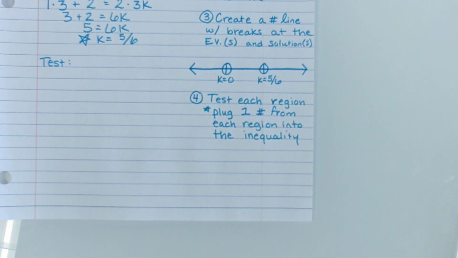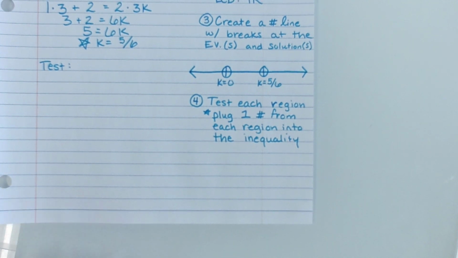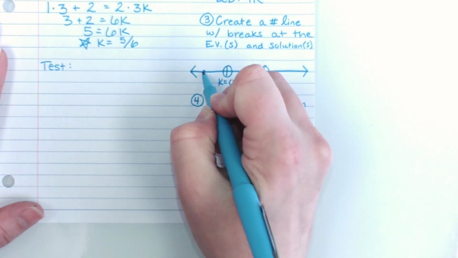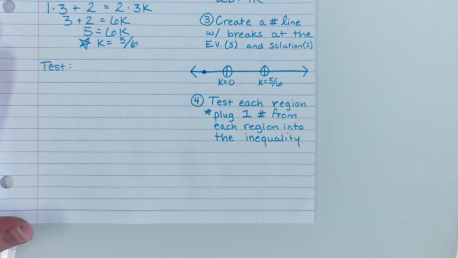In this case, I have 3 regions. Sometimes I'll have 5, 6, 7, 8. Okay, I'm probably not going to get to 8, but I could have a lot of regions, or I could have very few regions. So just keep an eye on that. This case, I have 3. I pick a number from each region.